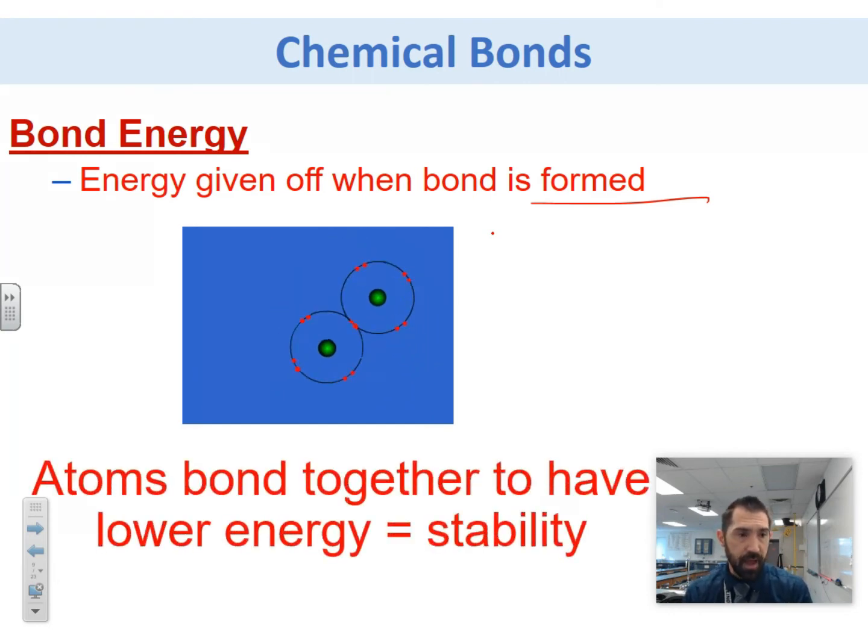So ultimately, atoms bond together to have a lower energy, thus greater stability. So again, all of these chemical bonds and all of this work to look like the noble gases in their electron configurations is to have a lower energy. And again, because the noble gases already have that perfect full octet, or duet for helium, they don't react.